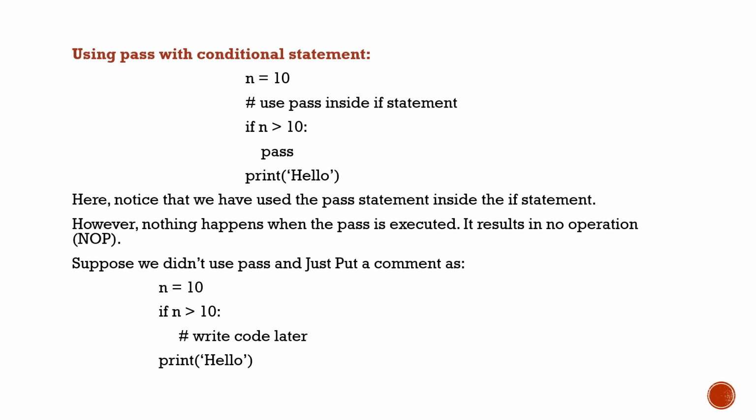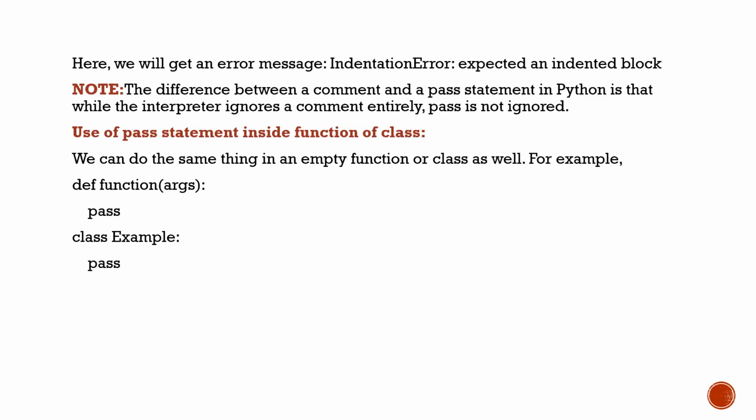Suppose we didn't use pass and just put a comment. Let's take n equals 10, if n greater than 10, comment 'write code later', print hello. Here we will get an error message: IndentationError, expected an indented block. Note the difference between a comment and a pass statement in Python is that while the interpreter ignores a comment entirely, pass is not ignored.